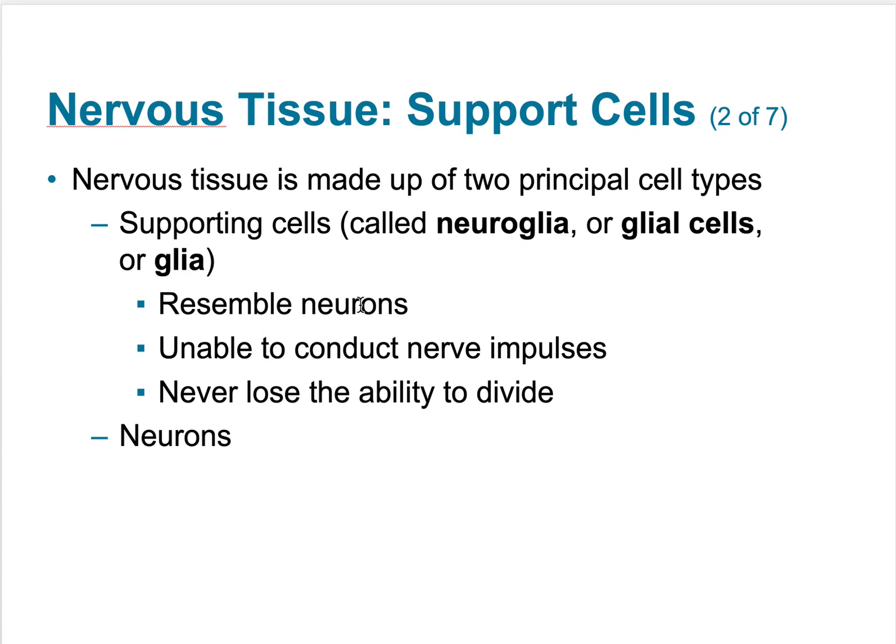Some of them resemble neurons, but they are not able to conduct a nerve impulse. They are not electrically stimulated like neurons are, and they never lose their ability to divide. Neurons do lose their ability to divide, but neuroglial cells can undergo mitosis, whereas neurons cannot. They can continually divide.